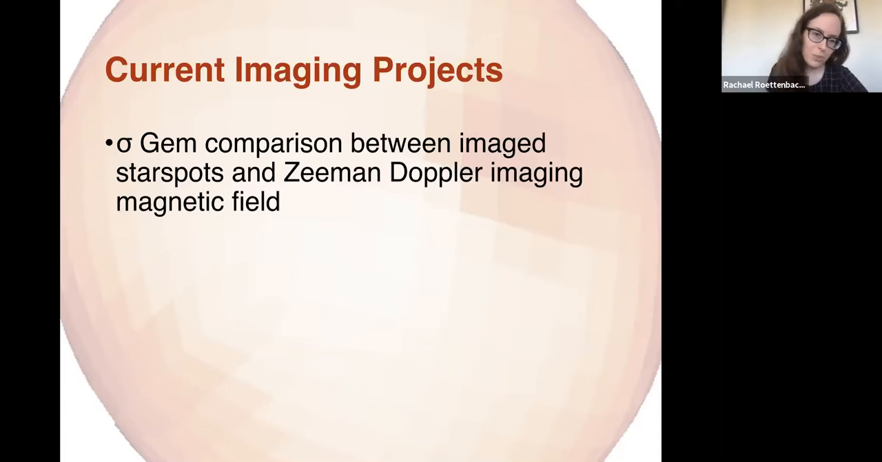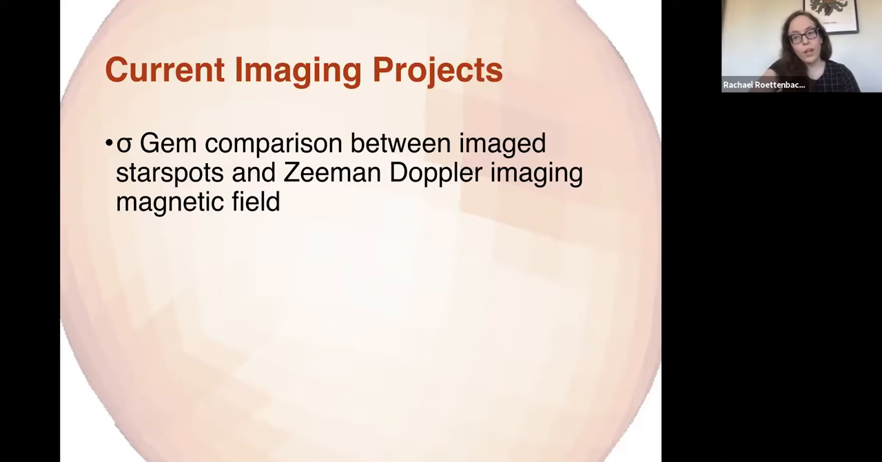But the one project that I'm really excited about is that we have interferometry data of Sigma Gem from last November, and we also have simultaneous Zeeman Doppler imaging. So Zeeman Doppler imaging is like Doppler imaging, but we're looking at the polarization information in the absorption lines and using that to reconstruct the actual magnetic field of the star. So this will be the first study where we are able to investigate what the magnetic field looks like and compare that to the actual spots on the surface and see what kind of correlations we can find there. And so that's really exciting.